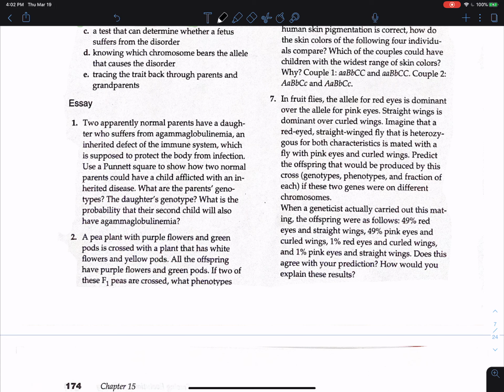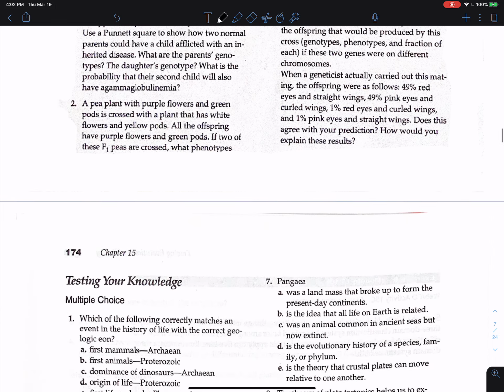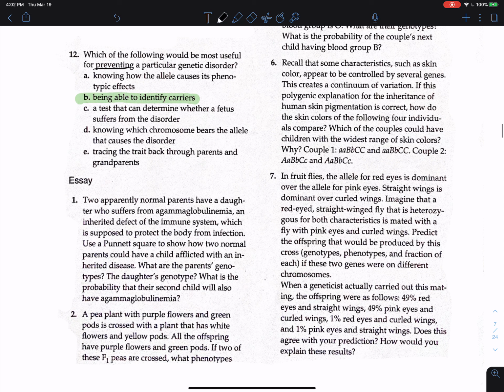So for the essay questions, we'll go ahead and go through these. I'll try to keep the explanations pretty simple. Again, for the ones that involve a Punnett square, please let me know if you need these Punnett squares drawn out, and we can do so. Okay, so first essay question here.